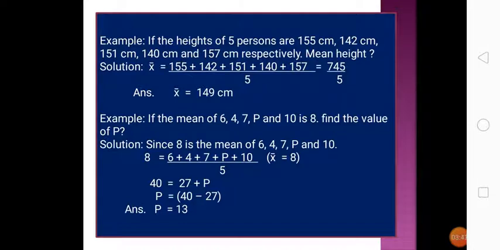In another example, if the mean of 6, 4, 7, p and 5 is 8, find the value of p. In the solution of this problem, we know that the x bar value is 8 and the summation of all these values is 22 plus p. So cross multiplication of 8 and 5 gives 40, and we can find out the value of p.